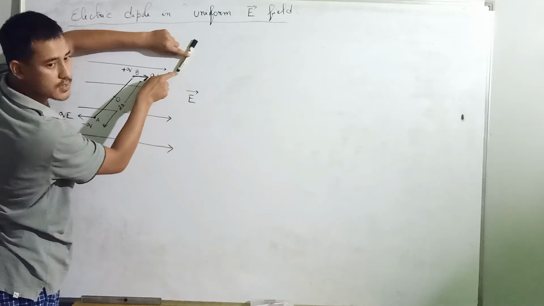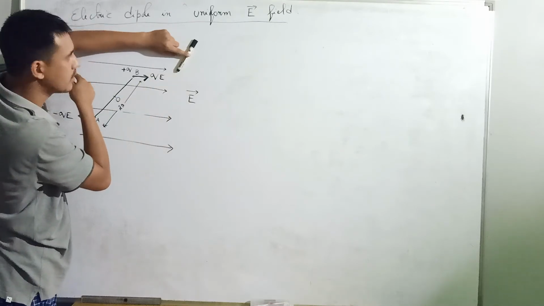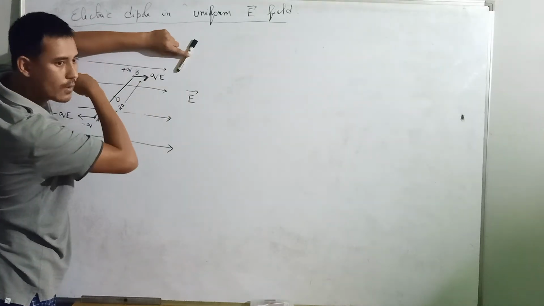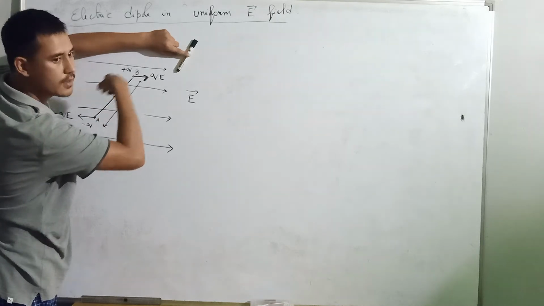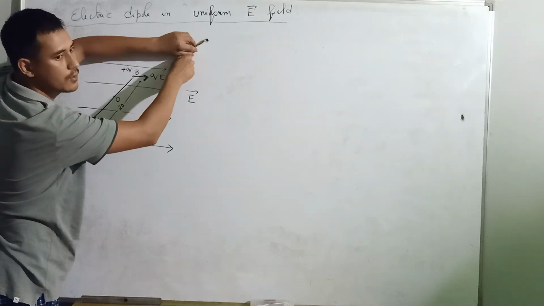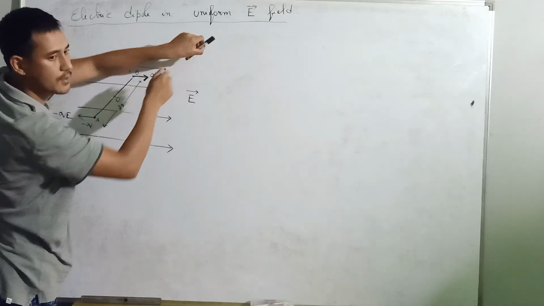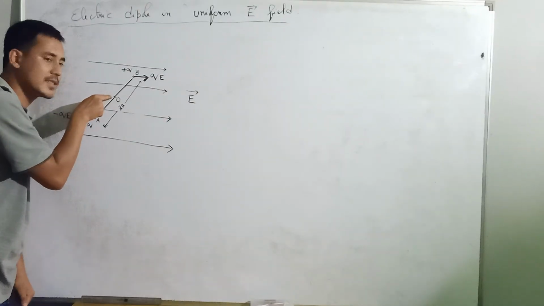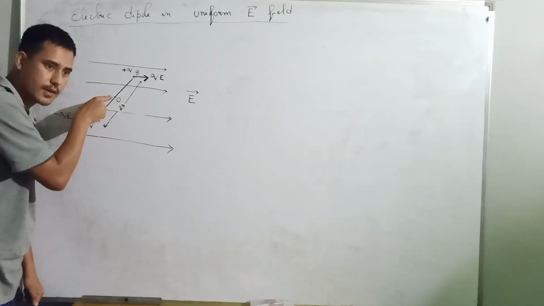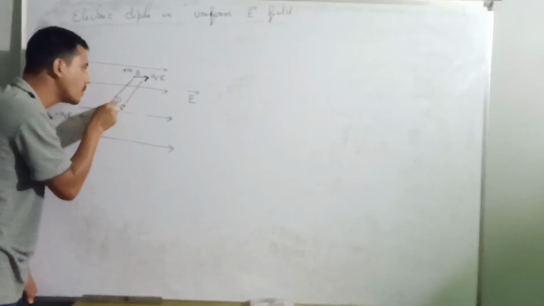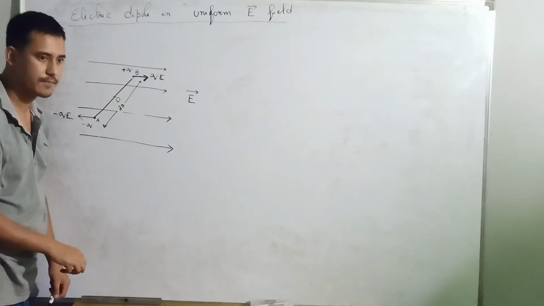You tie a thread at this point and pull in this direction, and you apply equal forces. Then what will happen? This dipole will start to rotate about its axis O. Here the center of the dipole O will be the axis of rotation.